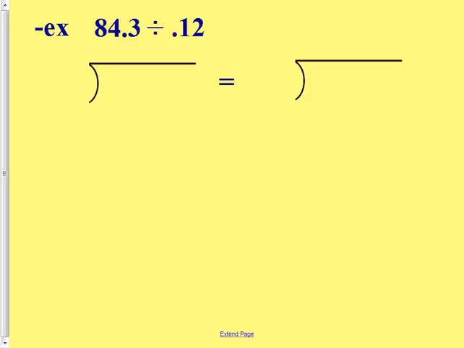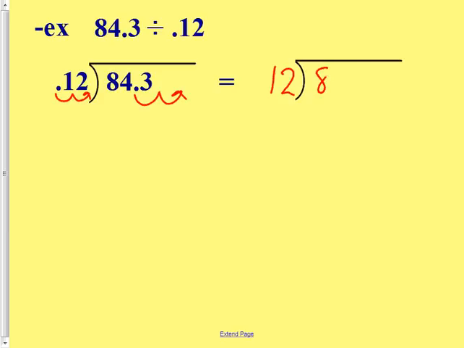Next problem, 84 and 3 tenths divided by 12 hundredths. So if I look at this one, 84 and 3/10 goes in the house. 12 hundredths goes outside of the house. I'm going to move my decimal 2 places to the right this time for each of them because that'll make my divisor 12. And then, because I had to move twice on the outside, I do twice for the dividend.